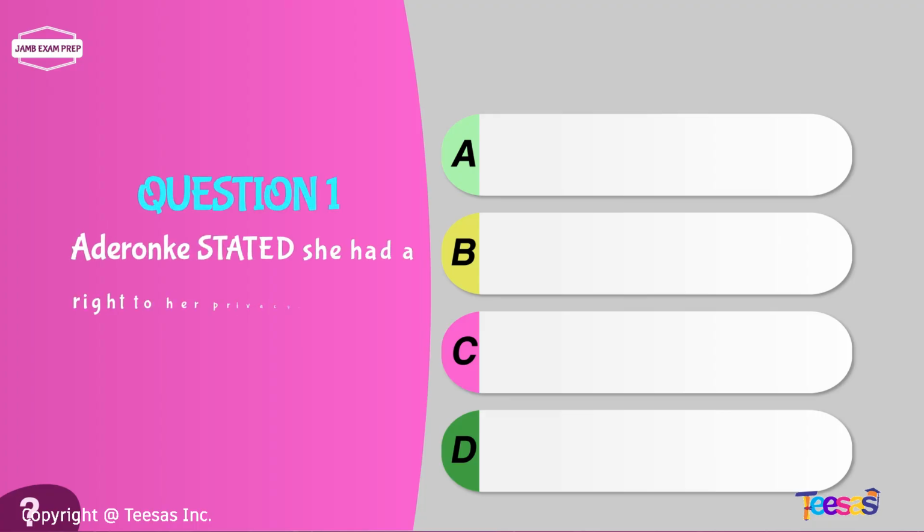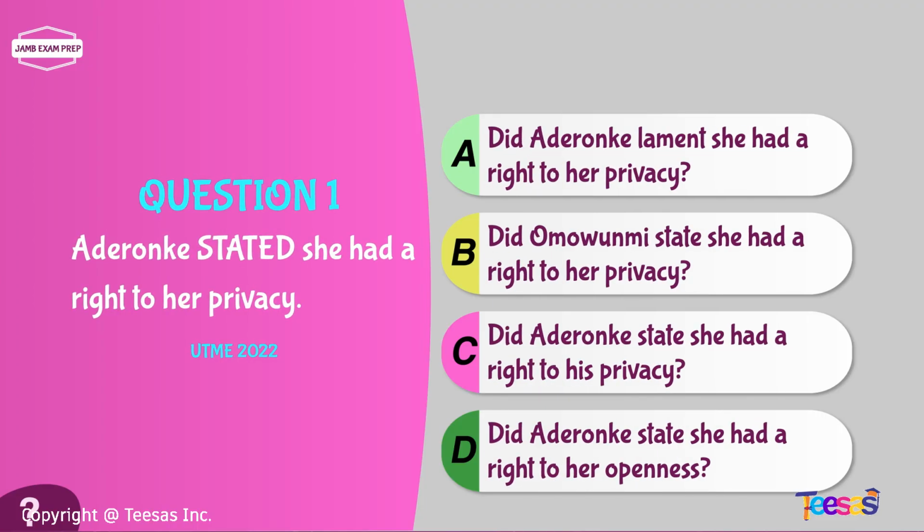Question 1. Aderonke stated she had a right to her privacy. The right option is option A. Did Aderonke lament she had a right to her privacy? The selected emphasized word is stated. Answering the question in option A would give emphasis to the word stated in the sentence.